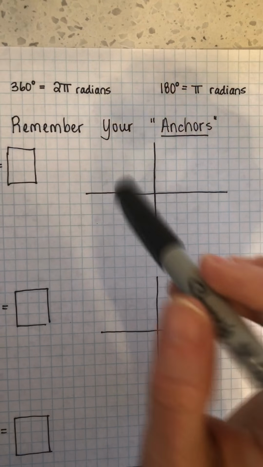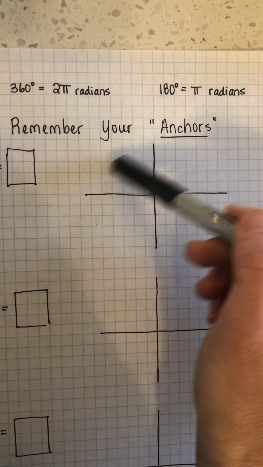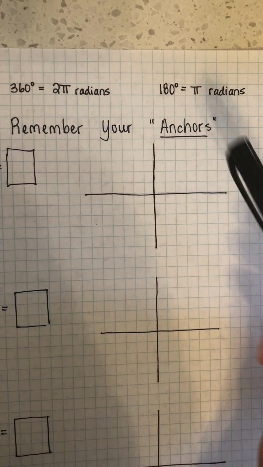So remember, when you're working with radians and trying to figure out what quadrant those angles land in, remember I call them anchors. That's what my teacher called them, and I'll never forget them teaching me that.